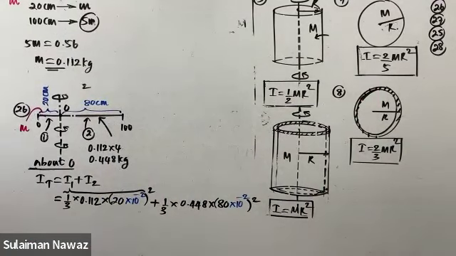Start doing question number 27. A hollow cylinder of mass M and radius R is fitted with two lids, each of mass M and radius R. Find the moment of inertia of the system about the axis of the cylinder. Very easy. In terms of M and R, find the answer.